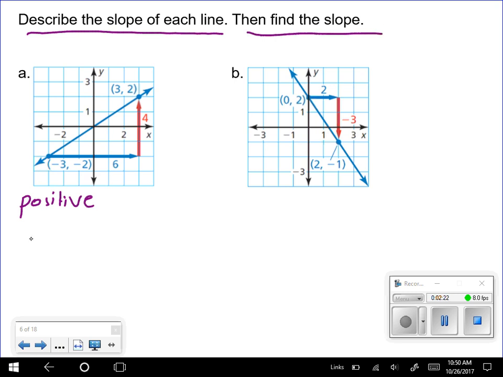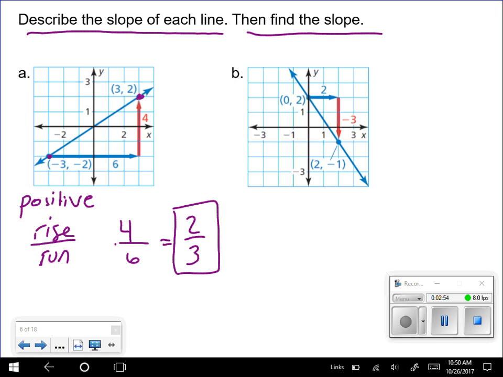Then find the slope. So remember, slope is rise over run. So when we have a picture, we can pick a couple points on the graph. So here's a point and here's a point as it's showing you. And we can just count how much is it going up and how much is it going over. So from here to here, we're going up 1, 2, 3, 4. That's our rise. And we're going over 1, 2, 3, 4, 5, 6. That's our run. We're going to simplify that to 2/3. So our slope would be 2/3 in this case.